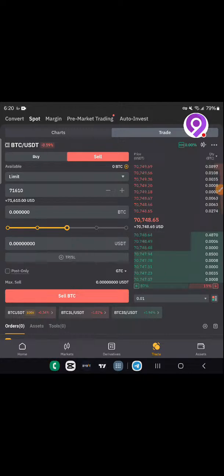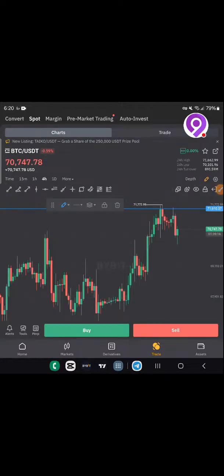So that's for trading on spots. Okay, trading on spots. That's just the way it works. Now for futures, this is much more dynamic.